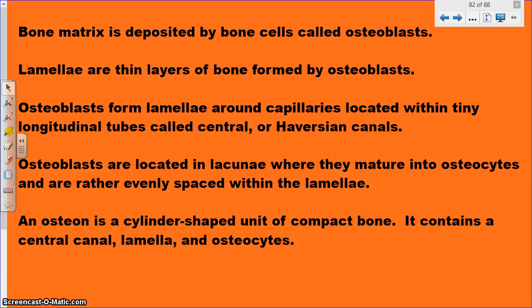And compact bone is composed of these osteons, which is a cylinder-shaped unit of compact bone, and each of those contains a central canal, a lamellae, and all of these osteocytes. Okay, that started out as osteoblasts. So when you get that extra calcium in your diet, those osteoblasts can use that to help form bone tissue.